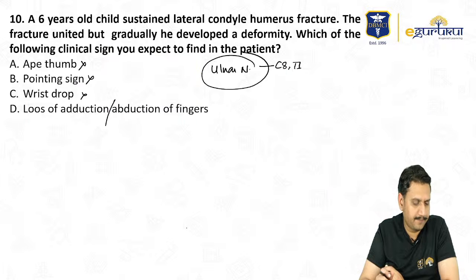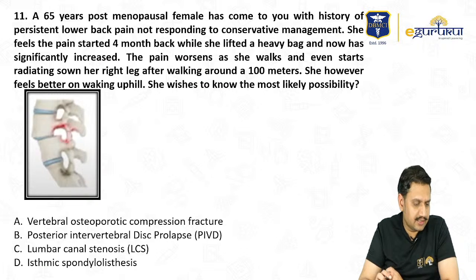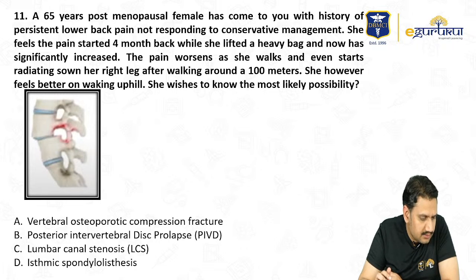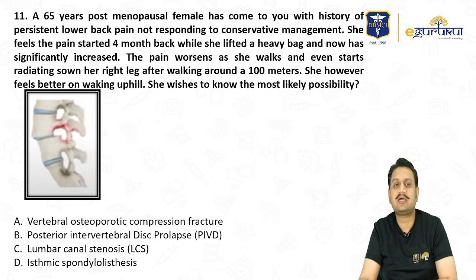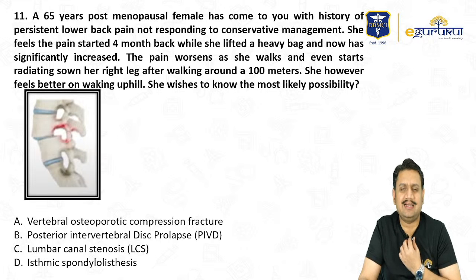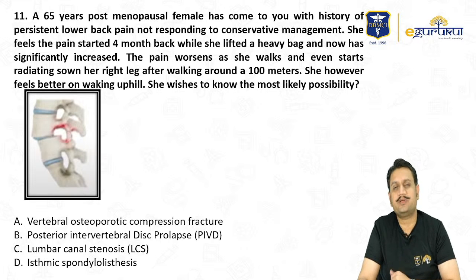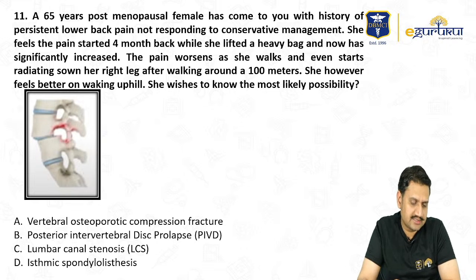Okay, next one. It's not like that GCT cannot occur in the 40 to 60 years of age. The most common age group is 20 to 40, but it's not like it can never happen. Okay. Next question was a 65 years post-menopausal female.